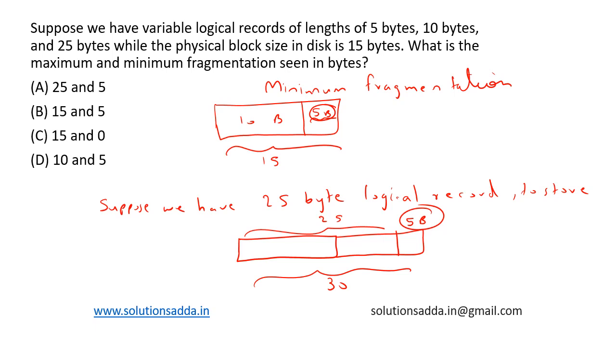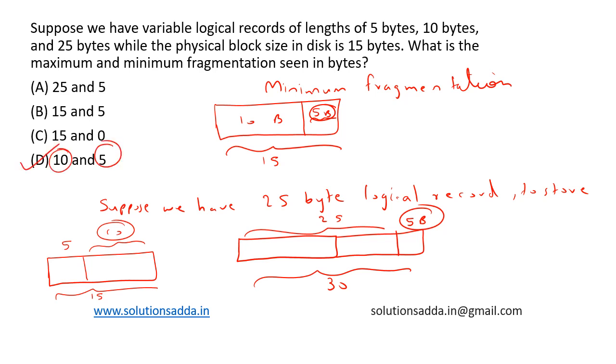Now let's see the maximum case. For the maximum case, the physical block is of 15 bytes. Then if the variable logical record is of size 5 bytes, the remaining 10 bytes are not used. So this causes the maximum fragmentation size. So we have a maximum of 10 bytes and a minimum of 5 bytes. So option D is the right choice.